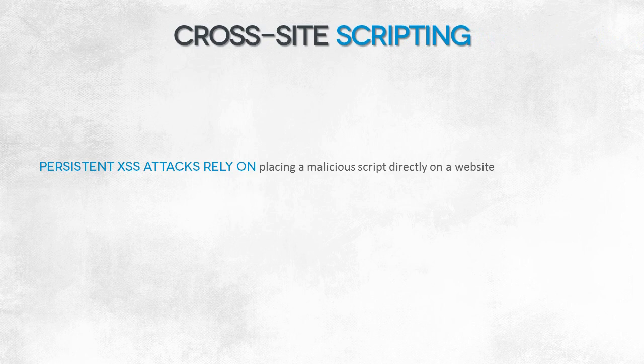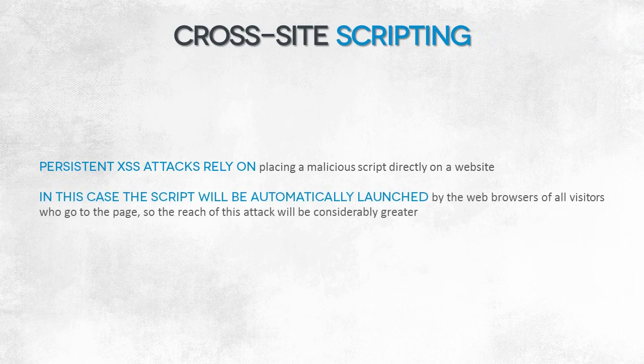A persistent cross-site scripting attack, on the other hand, relies on placing malicious code directly onto a website instead of putting it in a link, for example, in an email. This type of attack is definitely easier to detect. It's also larger in scale. Let's see how this works in practice.